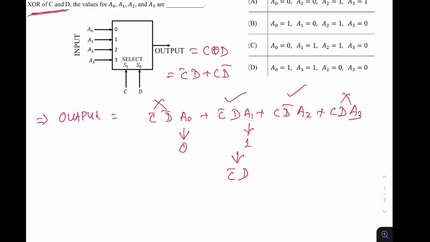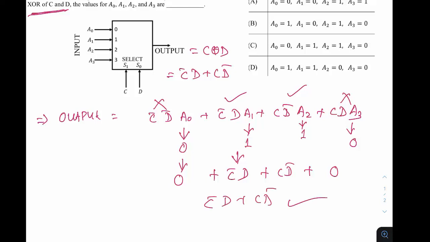If I'm making A0 equal to 0, this term is 0, and this is C bar D. Again, I'll be making this A2 value 1. If I make A2 value 1, I'll be getting C D bar, and I'll make this A3 value 0. If I make A3 value 0, then this term is again 0. So the output is basically C bar D plus C D bar. Okay, this is what we need.